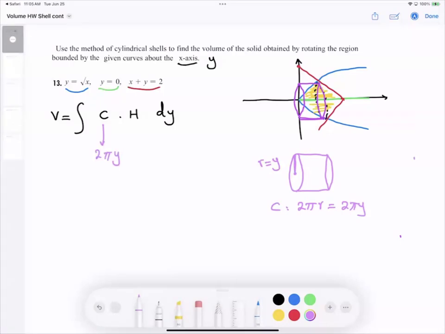What about the height? How is your height changing? The height has a maximum y value, which is located here. Then it has the minimum value, which is located here. So you basically have the height that is going up and down over the line and then stopping at your square root here. So here you have x, which is equal to 2 minus y.